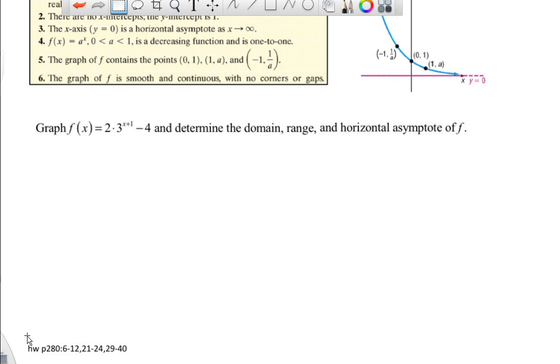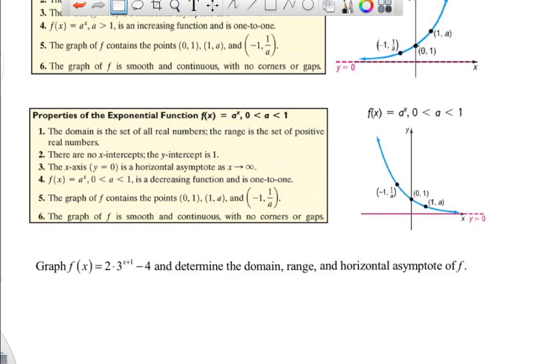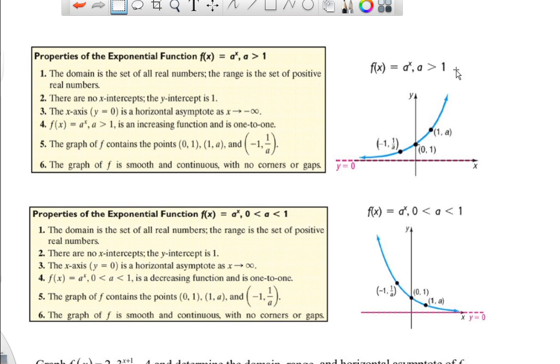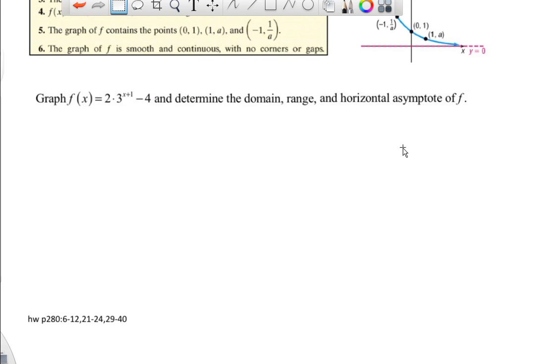Graph it, and then I guess I can't do it because it's on the other layer. And then determine the domain, the range, and the horizontal asymptote. Okay, I guess I didn't go over all of these things very well, did I? They're smooth and continuous, both of them. This one is completely increasing, this one's fully decreasing. And I think that's it. And both functions are one-to-one, so they should have an inverse. Okay. So what do you do here?